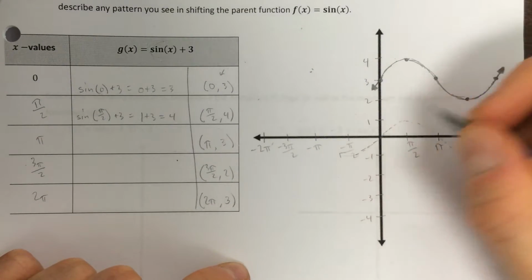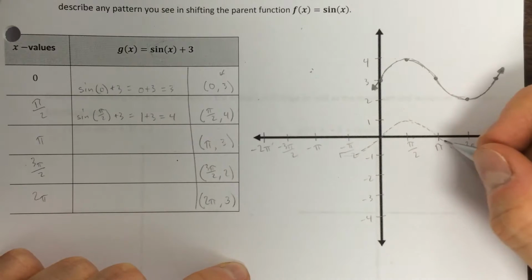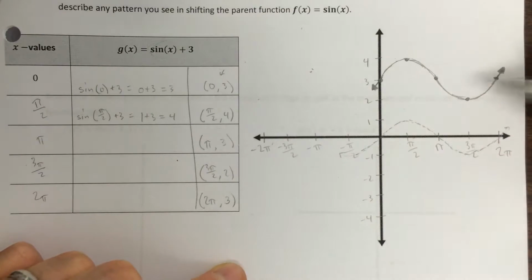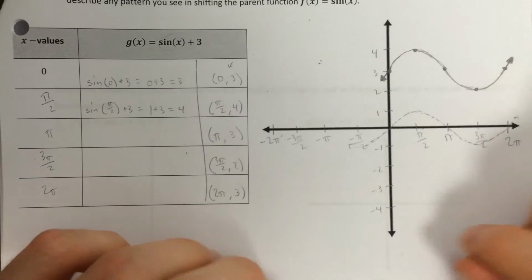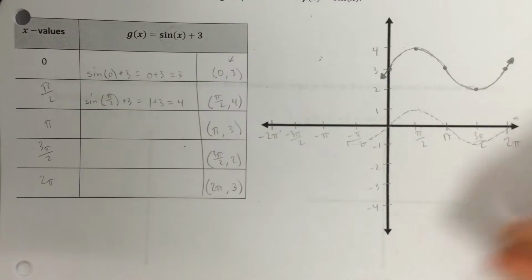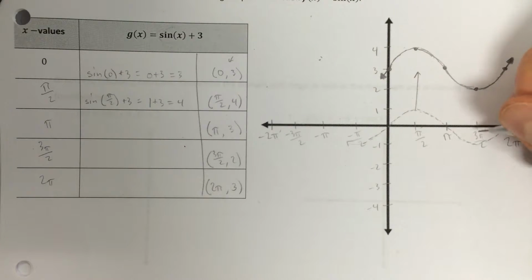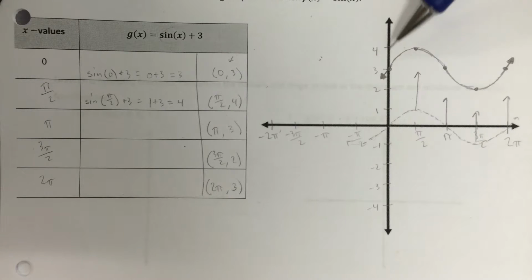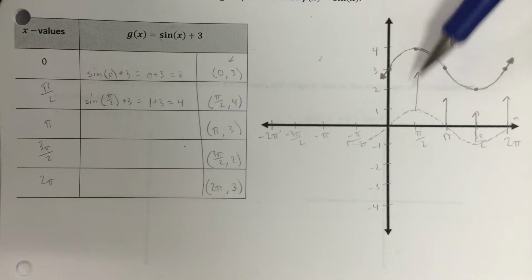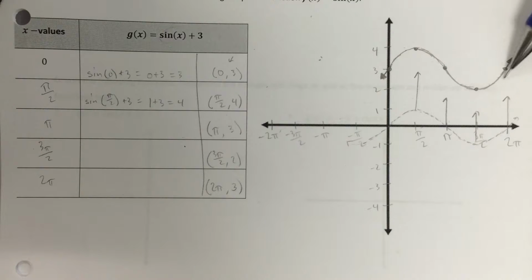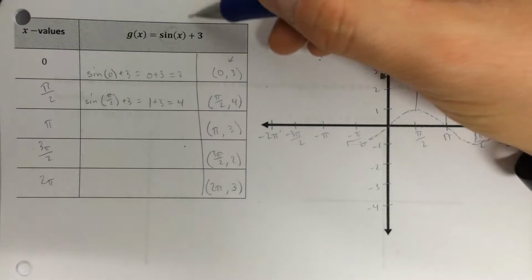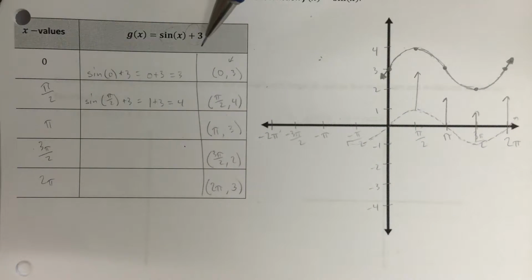So here's our dotted line. This is the parent function for sine of x. This is our new function. And so what we talked about in class is, if you look from our parent function to our new function, all of the points are shifted up. And more specifically, if you were talking about the y-axis, we shifted it up 3 units. Everything is shifted up 3. And that 3, so we're looking at the graph here, comes from here, right there.